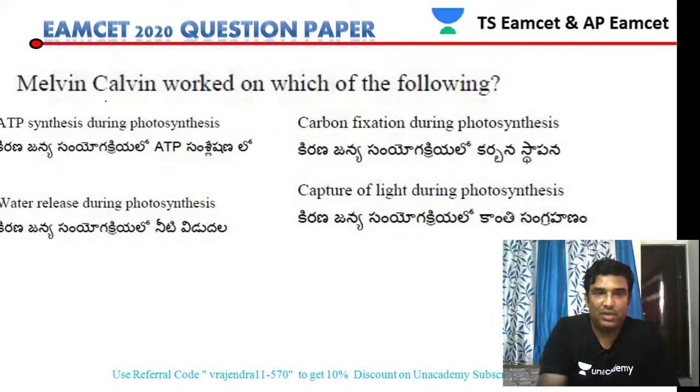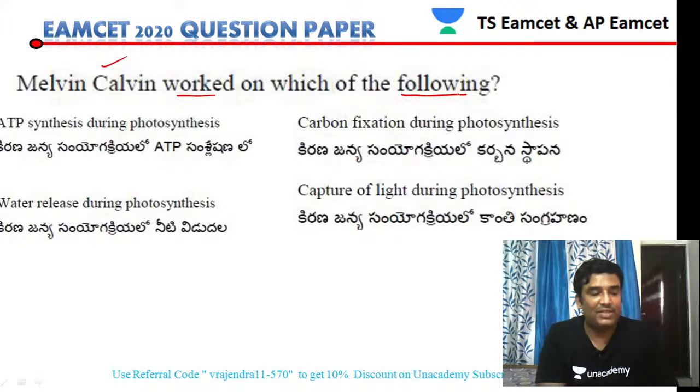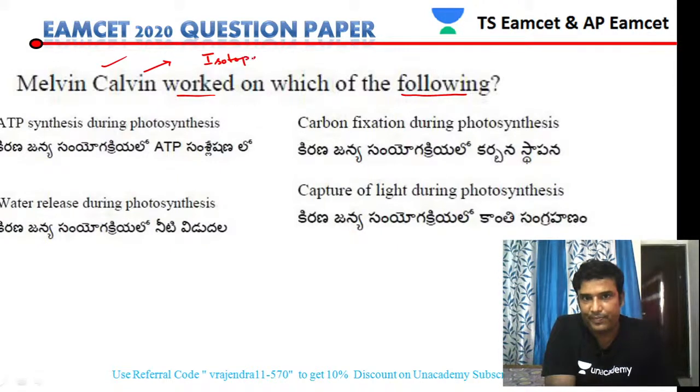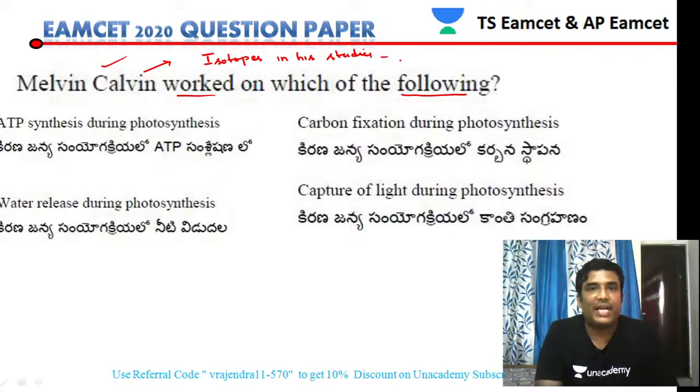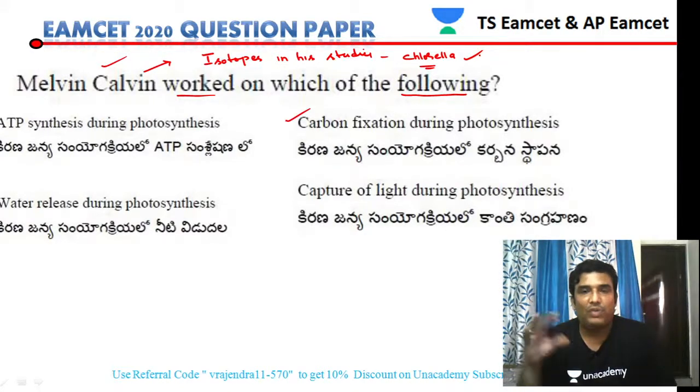Next question, students. Melvin Calvin has worked on which of the following? Melvin Calvin is a scientist, no doubt about it. He used isotopes in his studies, and his studies were conducted on carbon fixation. In an organism called Chlorella, a green algae, the main purpose was to identify how photosynthesis is taking place.